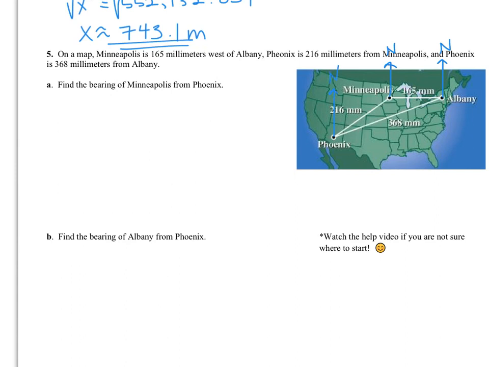Now when we're looking at the bearings, we're going to have to be looking at angle measures. And notice all 3 side lengths are given. When you have SSS, we're going to use the law of cosines. Here's how it's going to work. We want to find the bearing of Minneapolis from Phoenix. So what we're looking for here is ultimately this angle measure, and that's on the outside of the triangle.